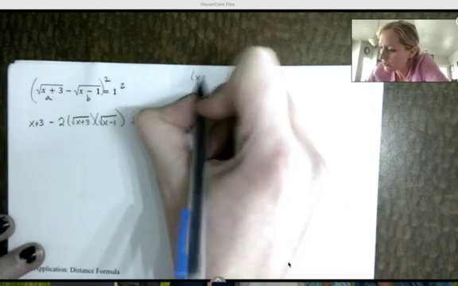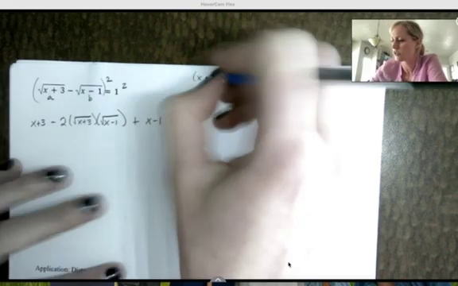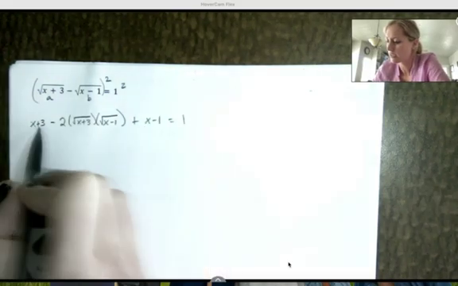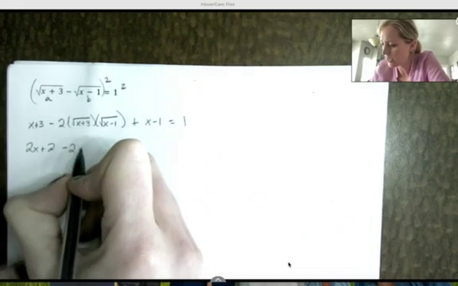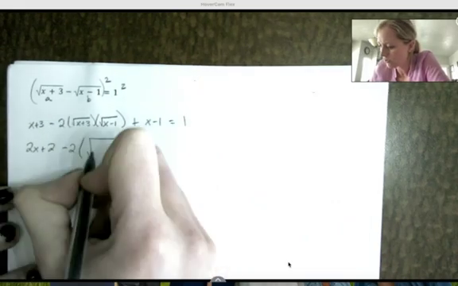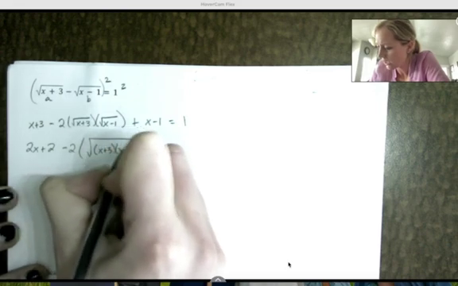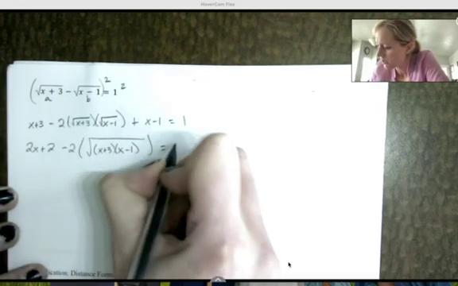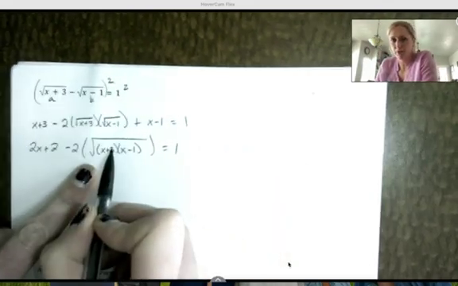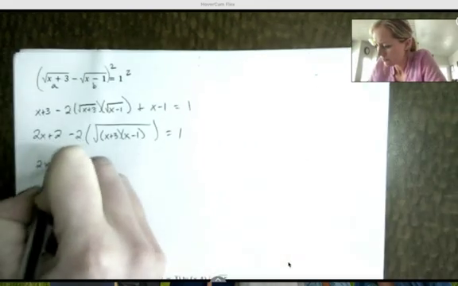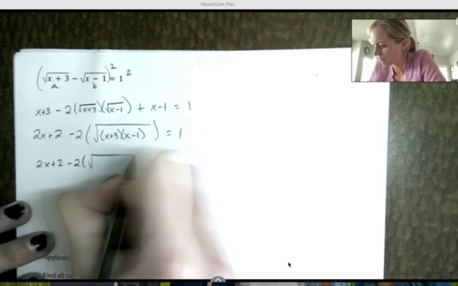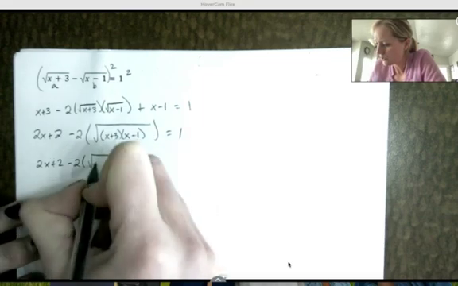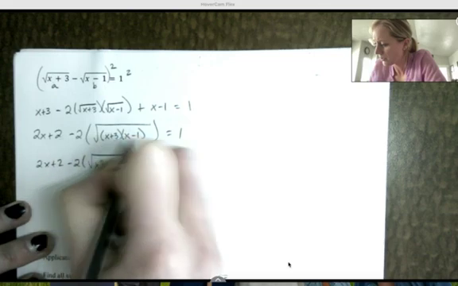So if I do x plus 3, I'm going to show this down below. I'm going to combine some like terms. So I've got 2x and positive 2, minus 2. Here I have all this under the square root, x plus 3 times x minus 1. Now this multiplies to be the square root of, if I add those two, I get 2x, and multiplying those, I get negative 3.